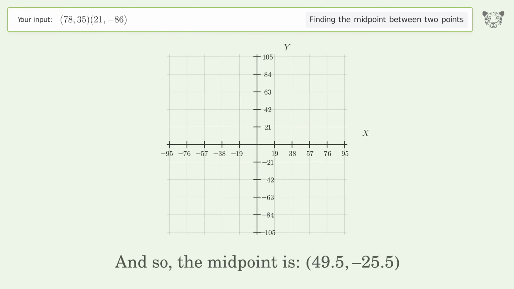And so, the midpoint is 49.5, negative 25.5.